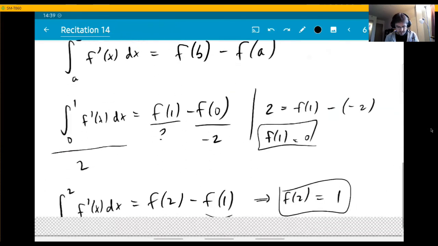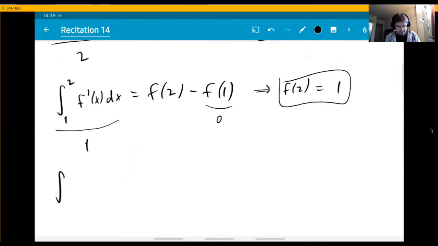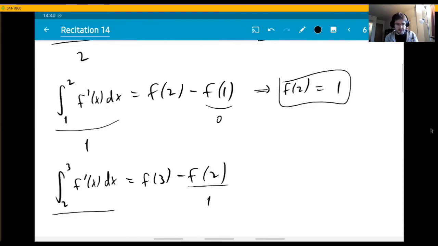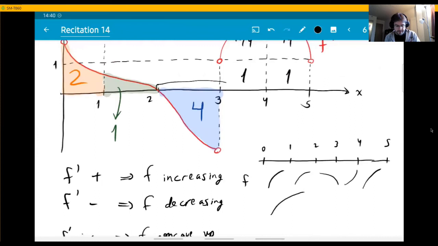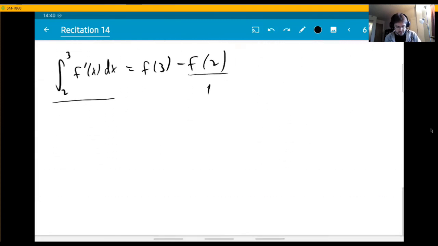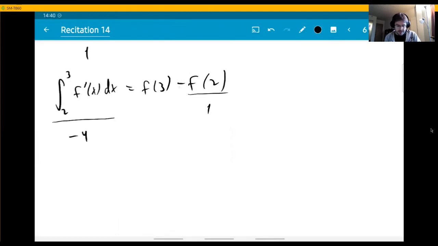All right. But we can find now the other points. The integral between 2 and 3 is equal to f of 3 minus f of 2. F of 2 we just found is 1. What is the integral between 2 and 3? I'm scrolling back up once more. The integral between 2 and 3 is this area, but now it's negative because it's below the axis. So it should be a minus 4. And here you have a minus 1. If you move to the other side, makes a minus 3. So f of 3 is minus 3.